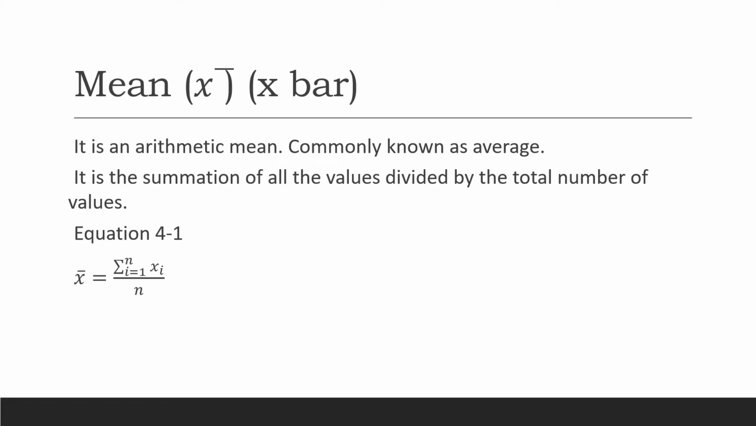All right, mean. The mean is x bar. It's just the arithmetic mean, commonly known as average. And we have 2 different x. One is a big X for population. We have a little x, okay, for sample. For stat, we're using it for inspection.